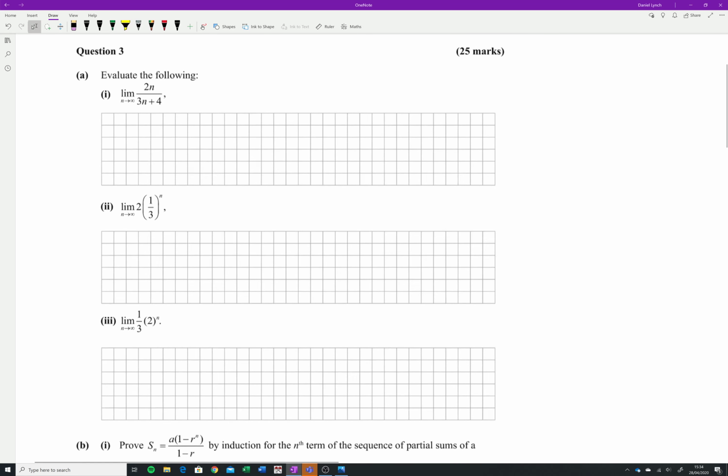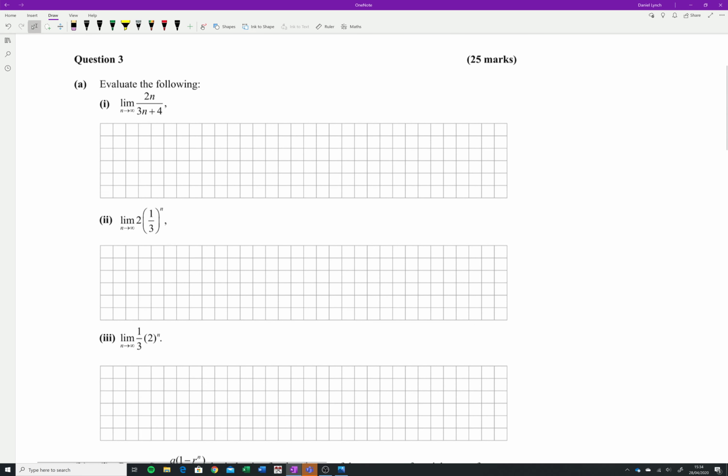Okay, we've got the limit as n goes to infinity of this thing here. So the first thing I would try to do is see what happens if I place in infinity into this thing here. If we do that, we just see the top becomes huge and the bottom becomes huge, and it is not clear what's going to win as we do it. So there's a couple of ways that you can go about this.